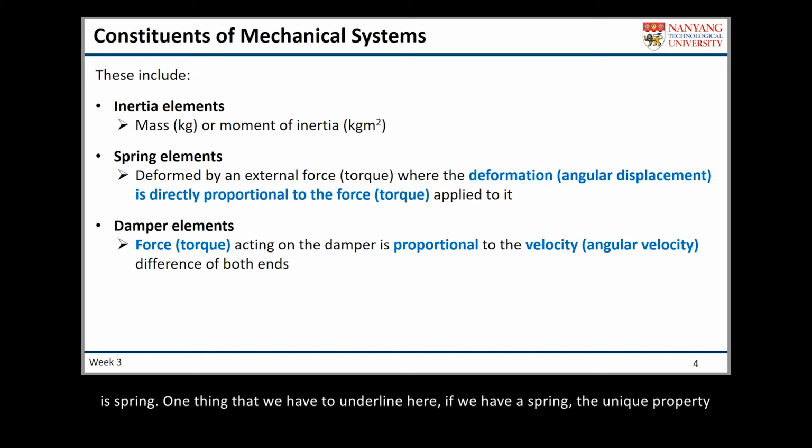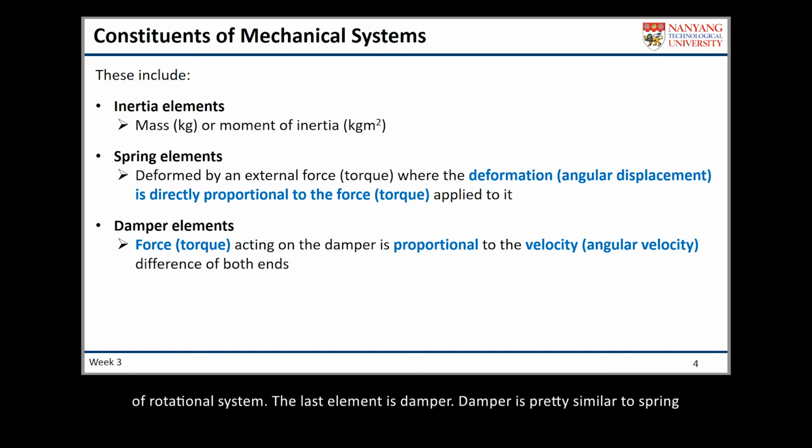One thing that we have to underline here: the unique property of a spring is that it will deform by an external force, where the deformation is proportional to the force that you apply to it. Of course, when you are dealing with a rotational system, you will apply a torque. So the deformation will be proportional to the torque in the case of a rotational system.